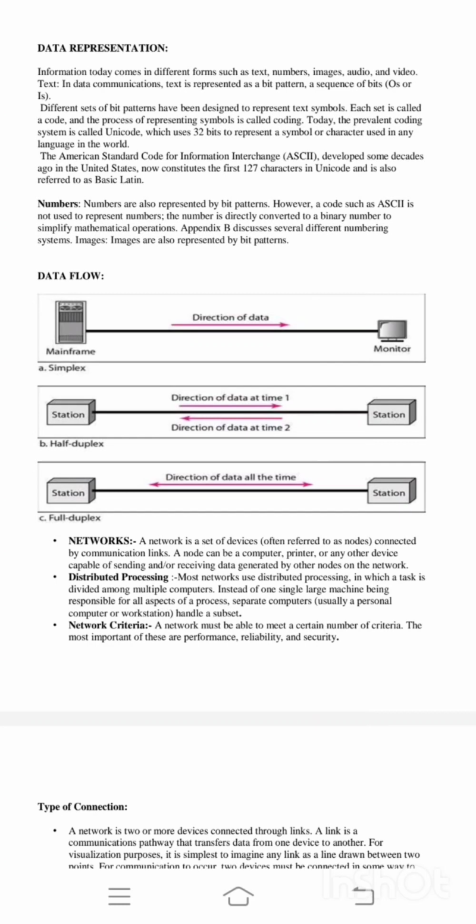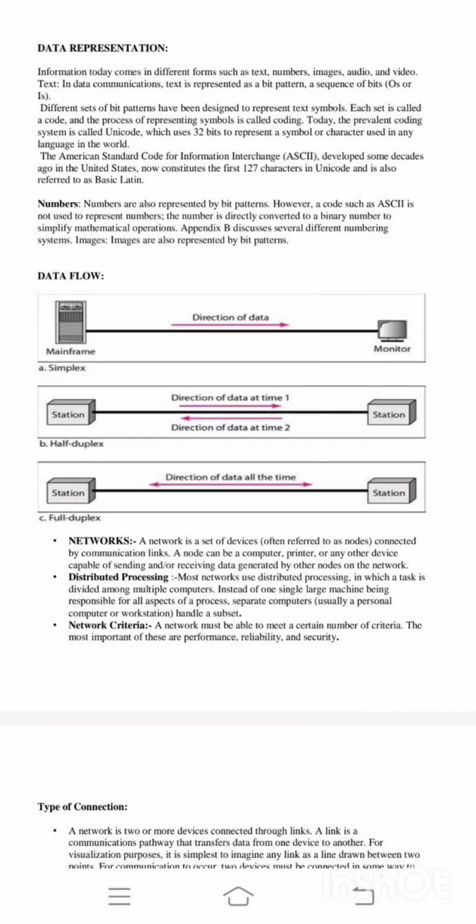Today, the prevalent coding system is called Unicode, which uses 32 bits to represent a symbol or character used in any language in the world. The American Standard Code for Information Interchange, ASCII, developed some decades ago in the United States, now constitutes the first 127 characters in Unicode and is also referred to as Basic Latin.